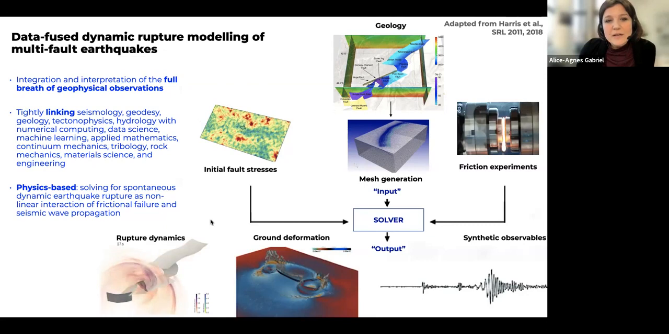And when I'm talking about physics-based for the remainder of the seminar, what I mean is that we are solving for spontaneous dynamic earthquake rupture, breaking these faults as the nonlinear interaction of frictional failure and seismic wave propagation. So it's important to say that because these are not kinematic slip prescribed models or static models.